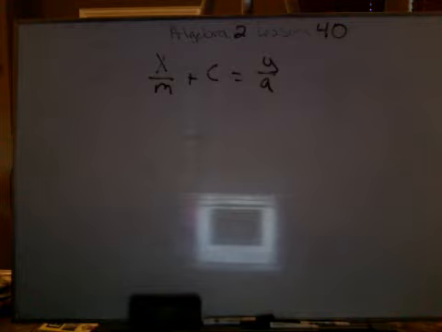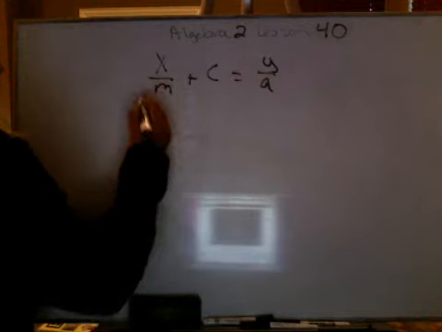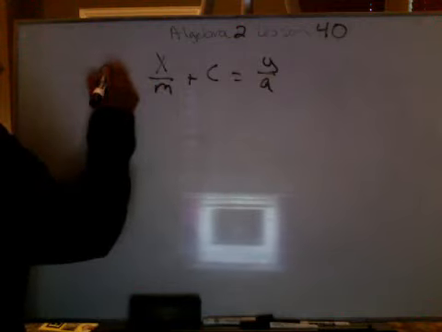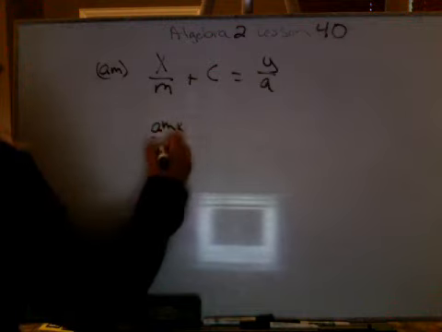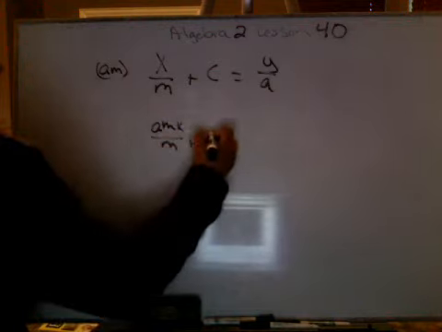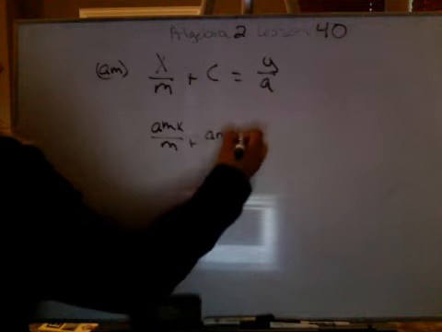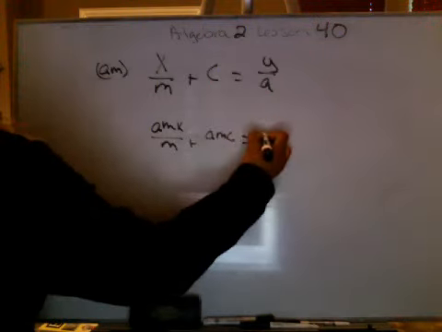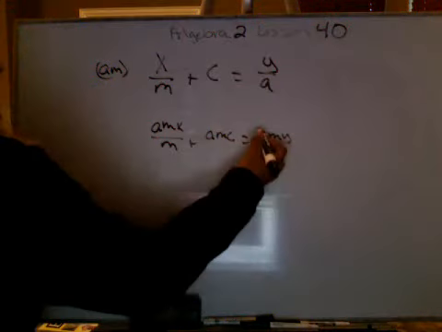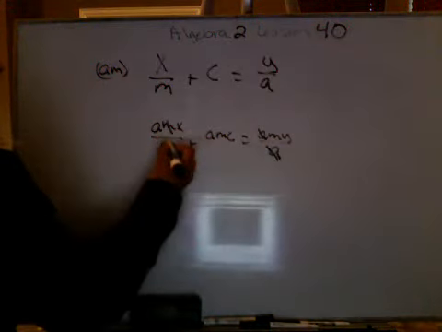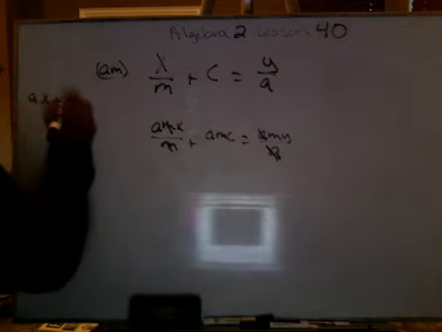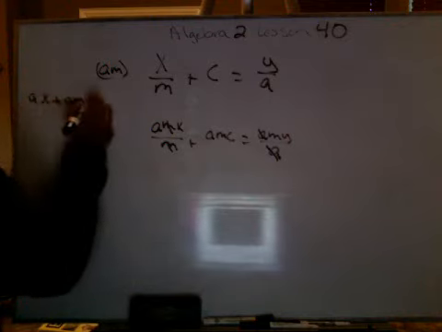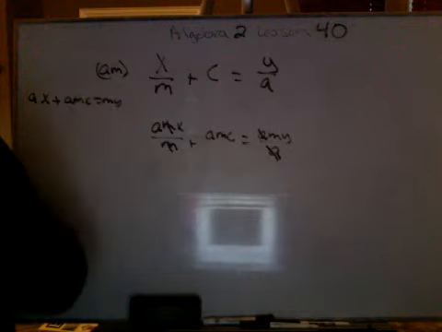Again, what's our LCM, or least common denominator, least common multiple? It's going to be am. So we're going to multiply everything by am. So you have amx over m plus amc equals amy over a. My a's cancel, my m's cancel, and I'm left with, I'm going to write over here, ax plus amc equals my.